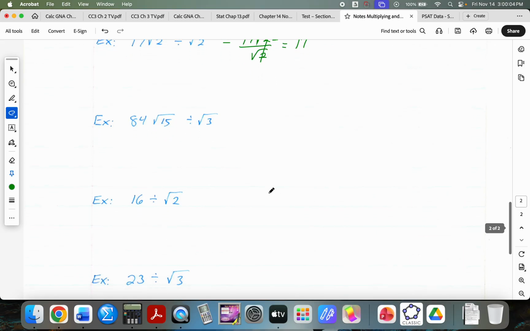All right, what if they're not the same? Well, it depends. I'm going to rewrite this as 84 square roots of 15 over the square root of 3. Will 3 divide evenly into 15? Yes. So the square root of 15 divided by the square root of 3 is the square root of 5. You must always check that first.